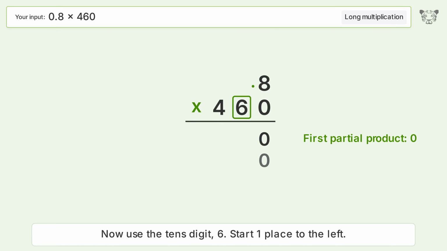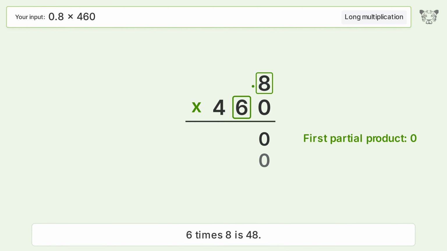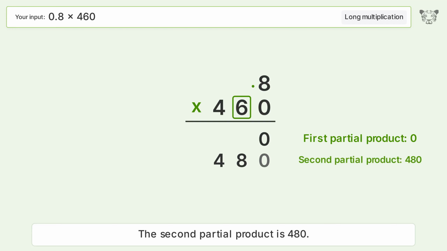Now use the tens digit, 6. Start one place to the left. 6 times 8 is 48. The second partial product is 480.